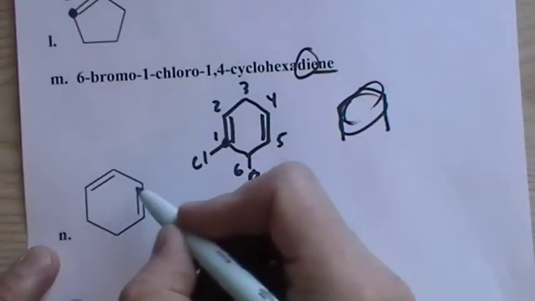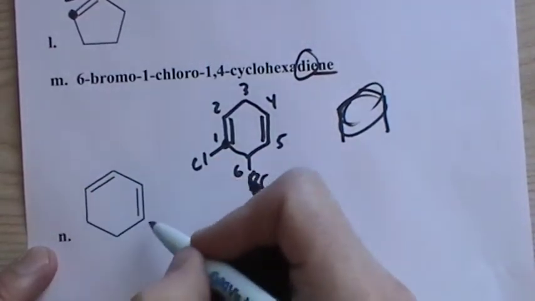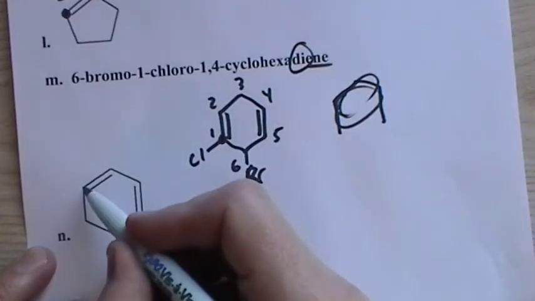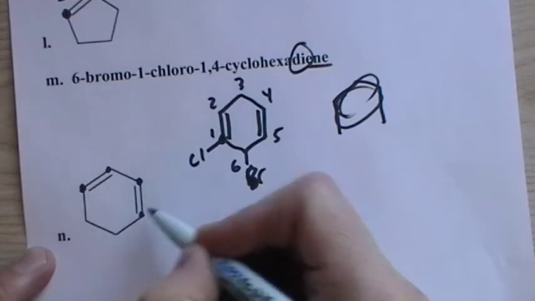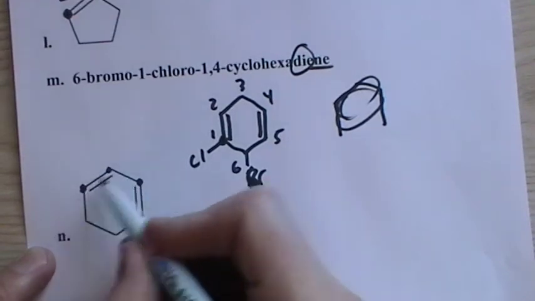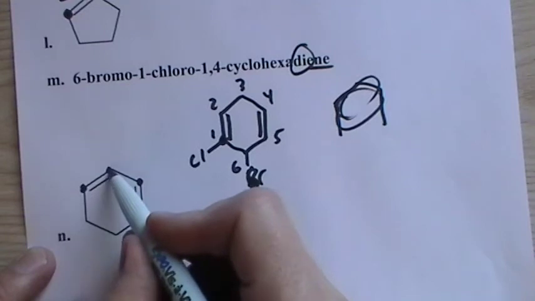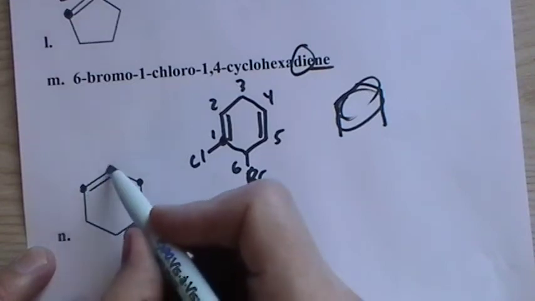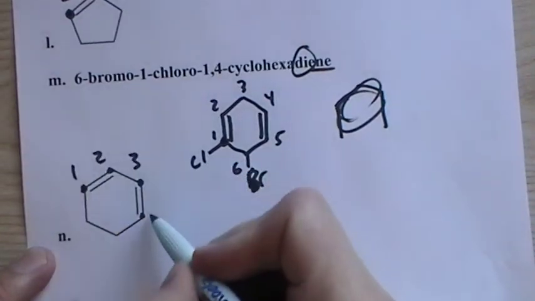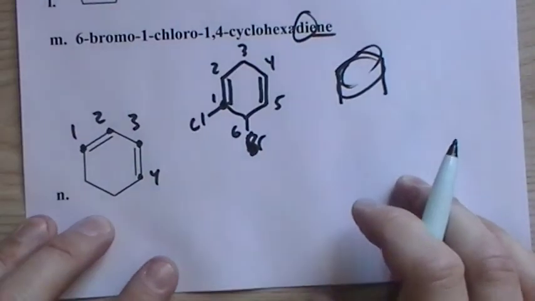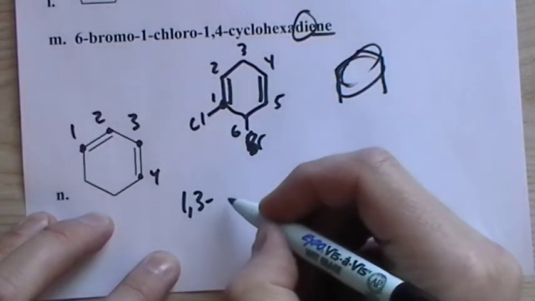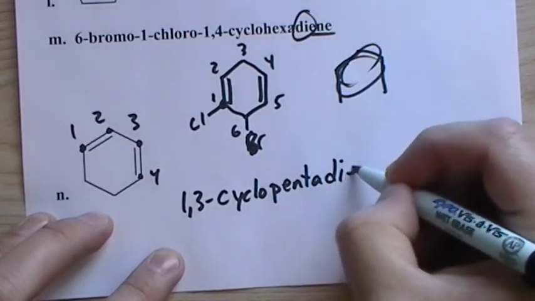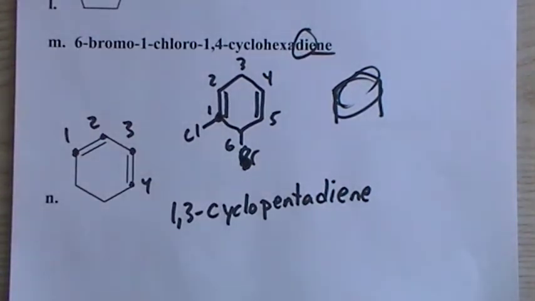Okay, so we have this one here. There are no substituents here, so we can label it starting from several places. It's very symmetrical, so we could start here, here, here, or here. But you can see that these two will be the same as these two. So it's either here or here. If we start here, then it's 1, 2, 3, 4, 5. So it'd be 1, 5, or 1, 2, 3. So 1, 2, 3 would give us the lowest numbers for our double bonds. So this would be 1,3-cyclopentadiene.